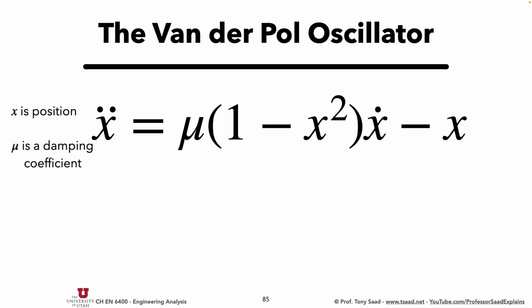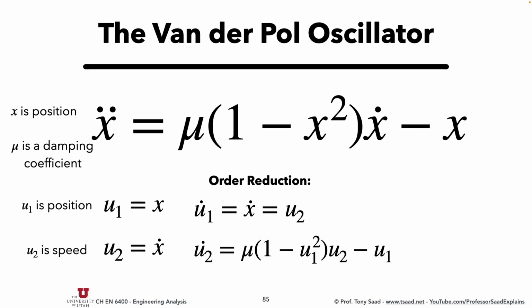So we're going to solve this together and observe some things, but first we do order reduction. So we call x u1, and now u1 is our position. And u2 is x dot, just like we did with order reduction. If you take the derivatives, now you can have our system as u1 dot is equal to u2, and u2 dot is this thing. So you have a new system of two first order ODEs that we will solve with solve IVP.